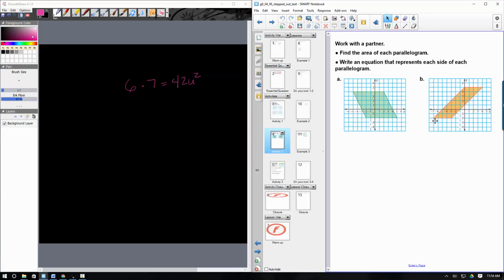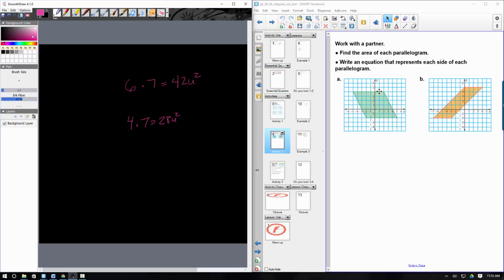And then this one here is going over 1, 2, 3, 4. So this would be 4 times 1, 2, 3, 4, 5, 6, 7. So 4 times 7 equals 28 units squared. It's just like a rectangle, it's just on a slant.